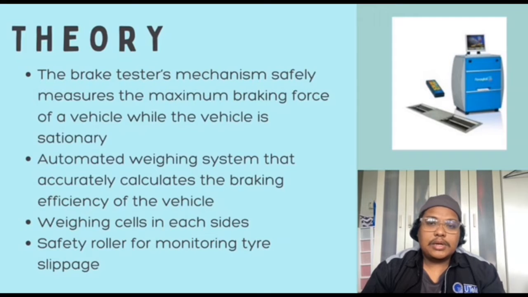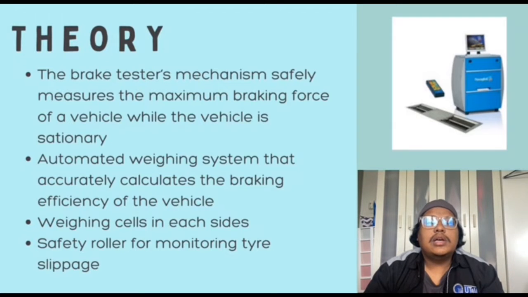The brake tester mechanism safely measures the maximum braking force of a vehicle while the vehicle is stationary. It consists of an automated weighing system that accurately calculates the braking efficiency of the vehicle. The brake tester consists of weighing cells on each side of the unit with a safety roller that detects whether a vehicle is present in the tester. This will also monitor any tire slippage.